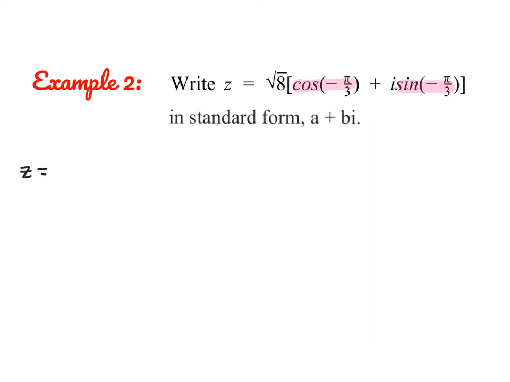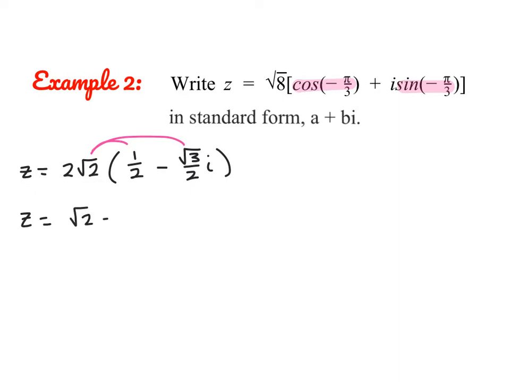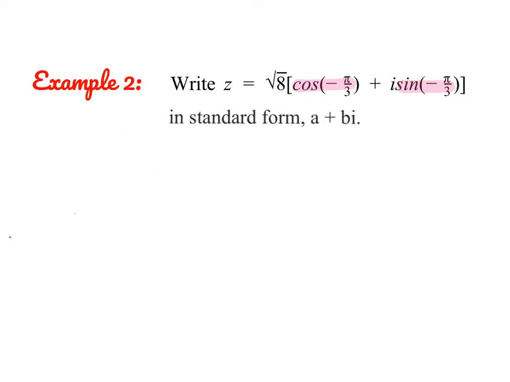So we have square root of 8, which I'm just going to simplify to 2 root 2, times the cosine of negative pi over 3, which is going to be positive 1/2 because it's a 60-degree reference angle in quadrant 4. And then sine of negative pi over 3 is negative root 3 over 2, so I'm going to say minus root 3 over 2 i. And now all we need to do is distribute in our modulus. So z is going to be root 2 minus root 6 i, or we could say i root 6, just so it's really clear that the i is not under your radical sign.